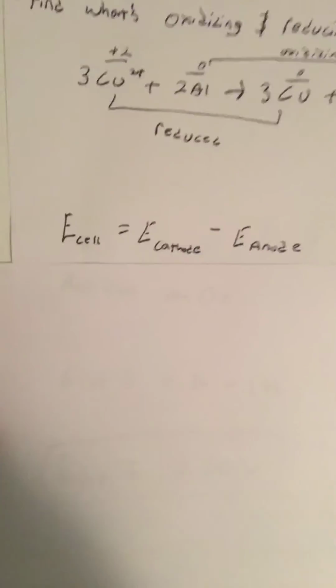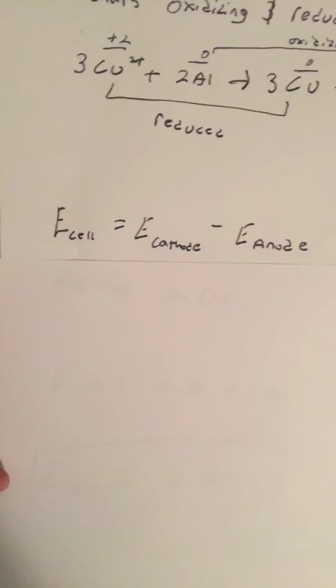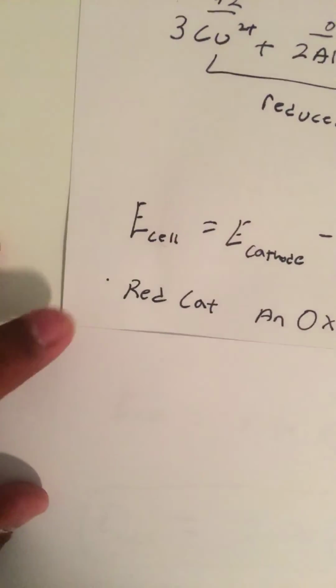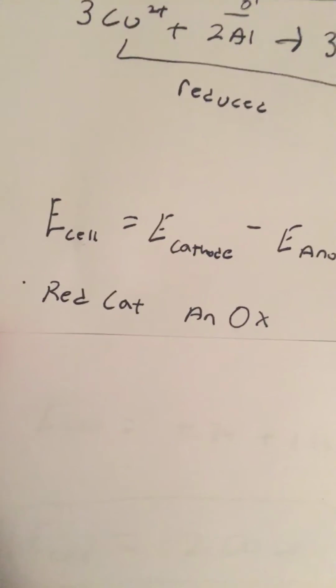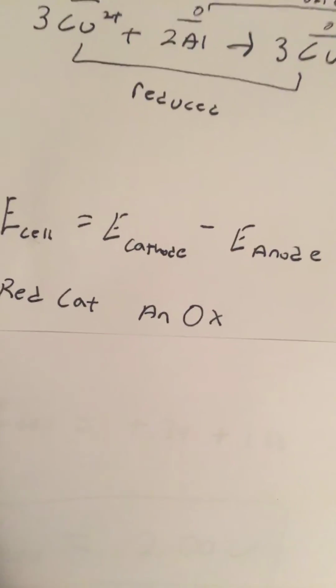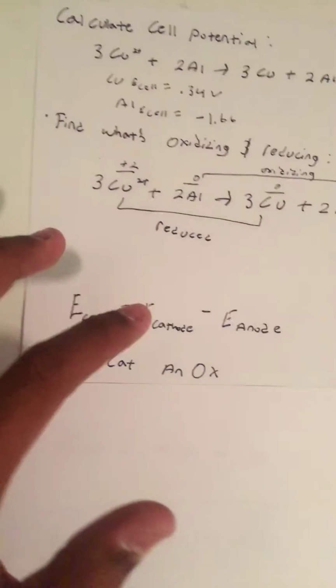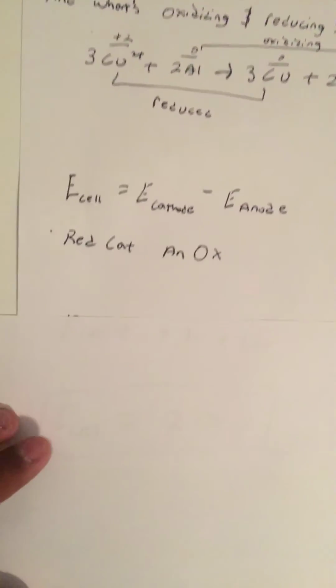Now to find E cell, it's just cathode minus the anode. What is the cathode? Remember the acronym RED CAT, AN OX: reduction, cathode, anode, oxidation. We have what's being reduced and what's being oxidized, and we have the values. All we have to do is plug that into cathode minus the anode.